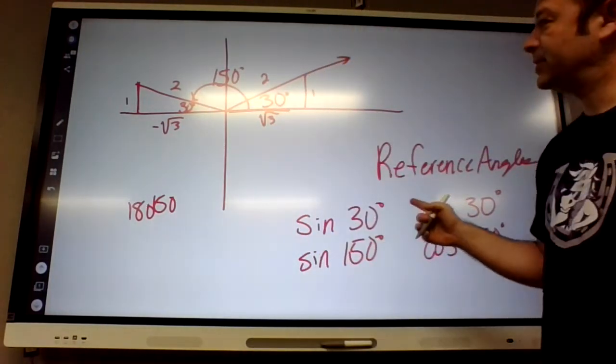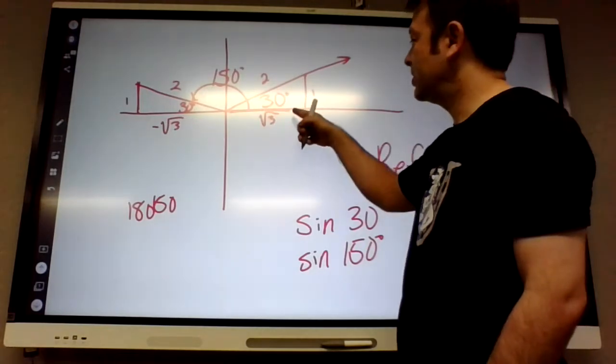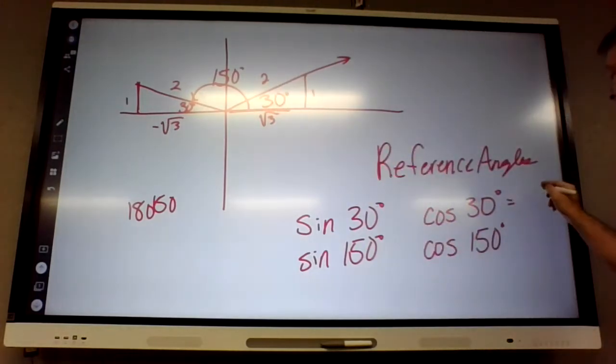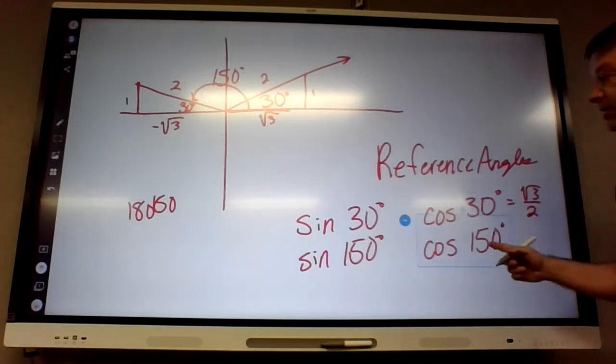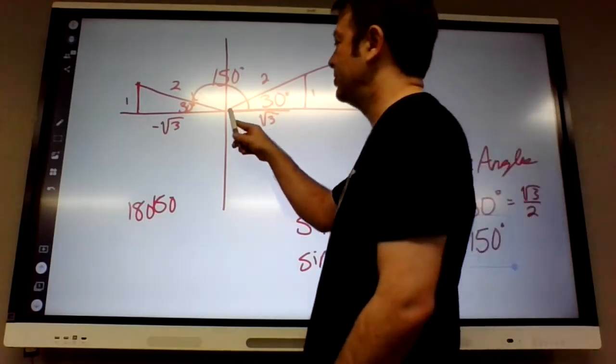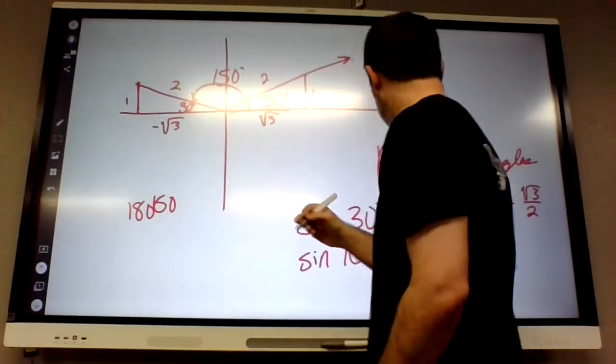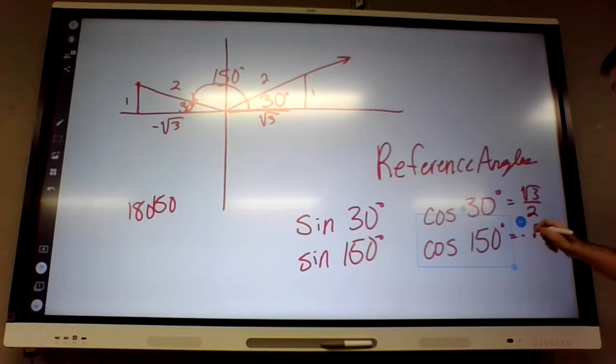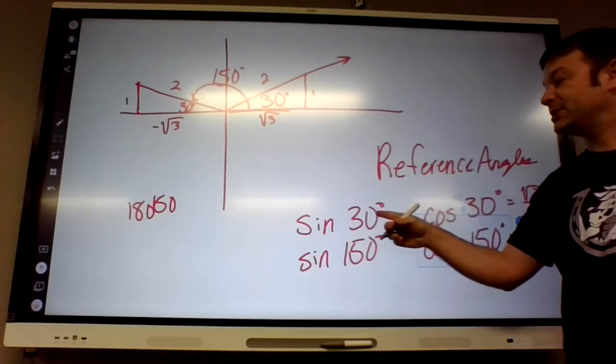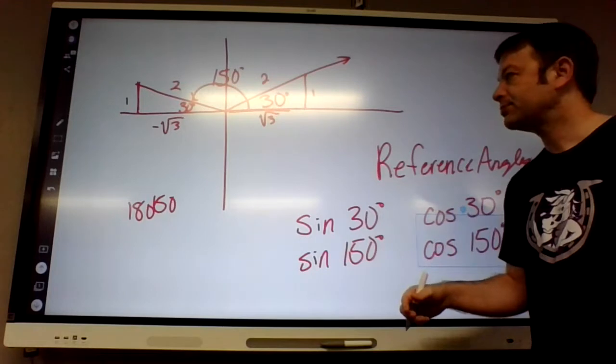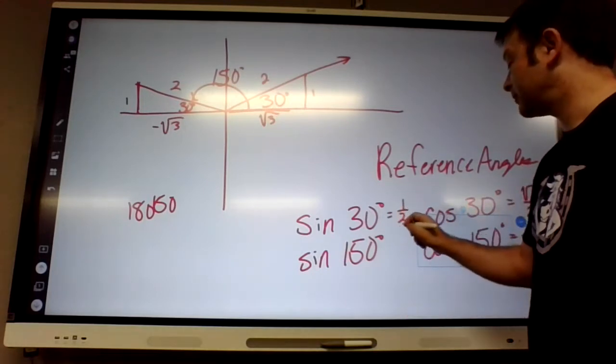So cosine of 30 would be adjacent over hypotenuse. Now if you plug this in your calculator, it might just give you a decimal. Some of your calculators are smart enough, it'll spit that out. But cosine of 150, though, would be adjacent, negative square root of 3 over 2. So they're not exactly the same. They're just one's positive, one's negative. But these two would be exactly the same. Do you guys know why? These are both 1/2.